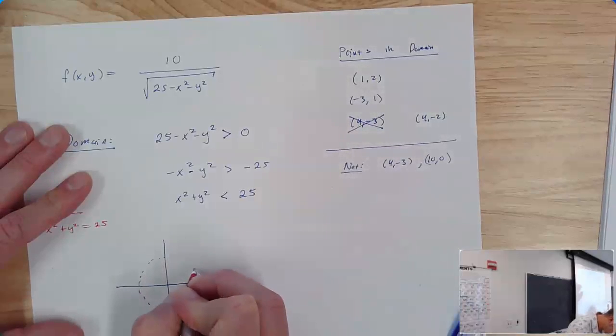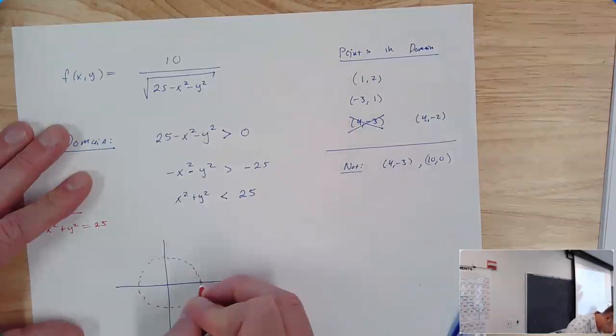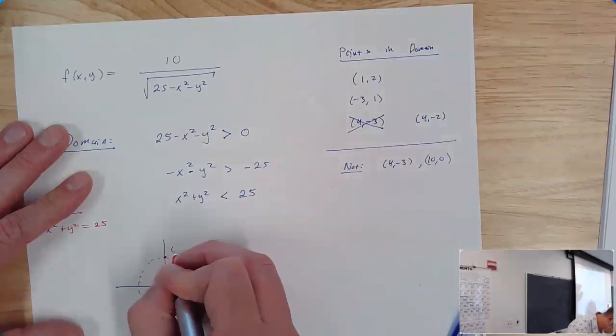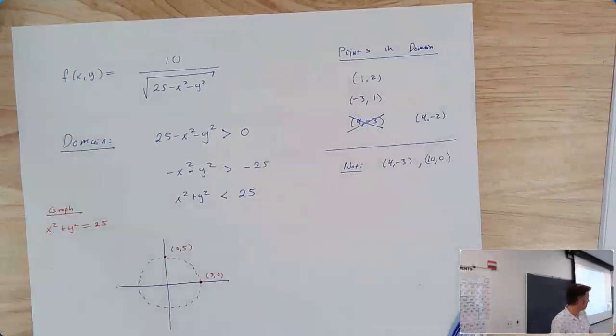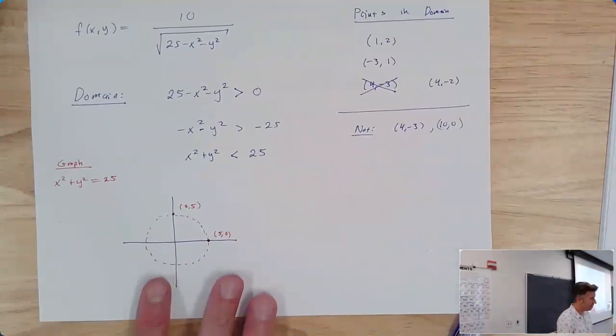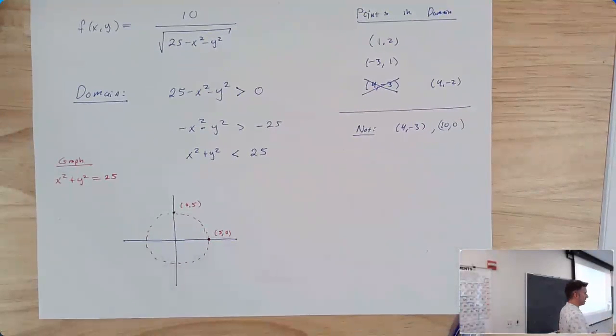Mediocre, but fine. So this point here is the point (5, 0), (0, 5), et cetera. So there's the border of my domain, which I do not want to include. And I want everything on one side of it. You always get one side, you always exclude the other side. Which side do I want? The inside or the outside?